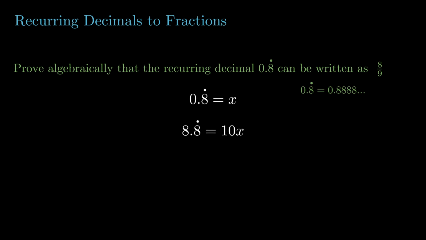As you can see, they both have 0.8 recurring in them, therefore we can subtract them from each other. So we subtract the first line from the second line and we get 8 is equal to 9x. And now the last step is if we divide both sides by 9, we get 8/9 is equal to x. And as you can see, as 8/9 is equal to x and 0.8 recurring is equal to x, they are both equal to each other, and therefore we prove that 0.8 recurring can be written as 8/9.